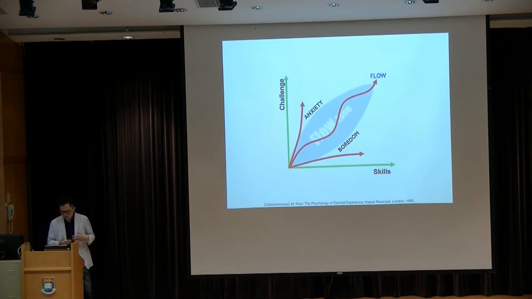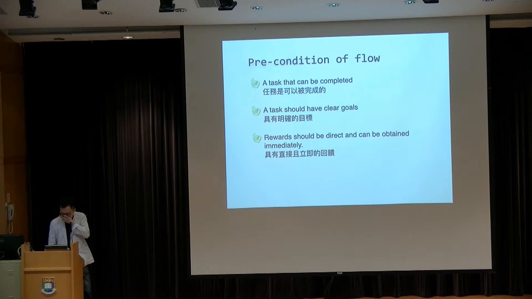And on the contrary, if your skill level is far lower than the challenge level, you will feel anxiety. So keeping in the flow zone can make us play again and again. When Csikszentmihalyi proposed his flow idea, he summed up several criteria for the happening of flow experience. For example, there are some preconditions of flow. For example, a task must be able to be completed, and the task design should have some clear goal, and the rewarding should be direct and can be obtained immediately.